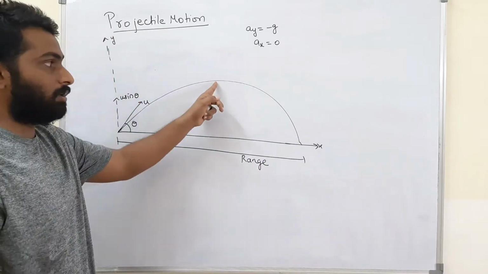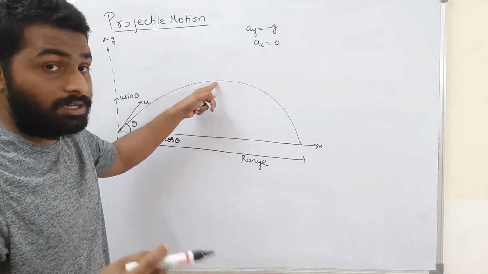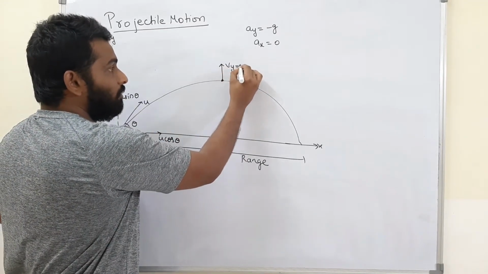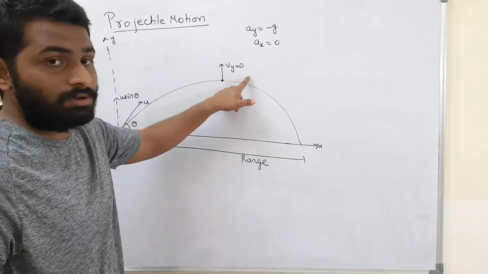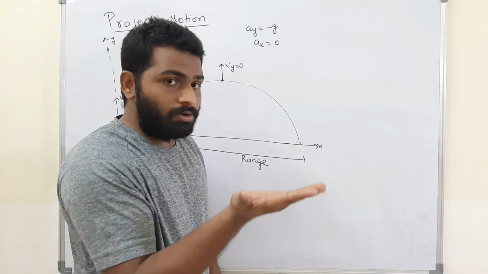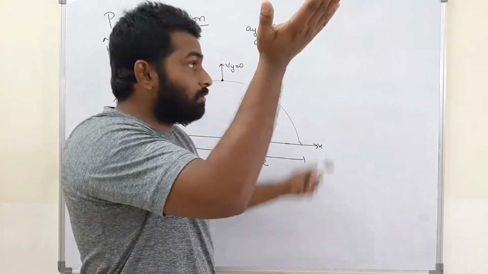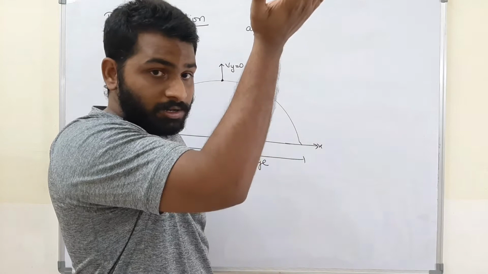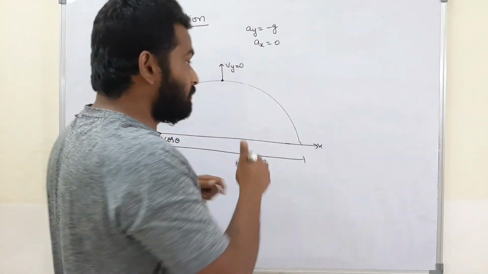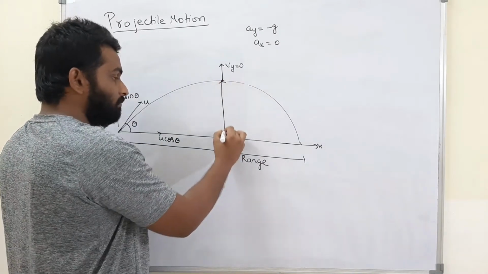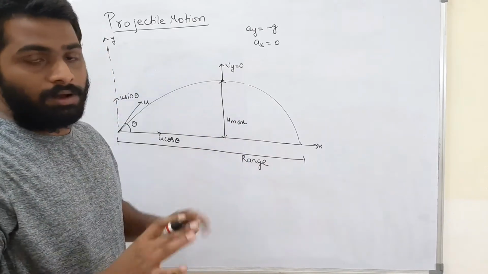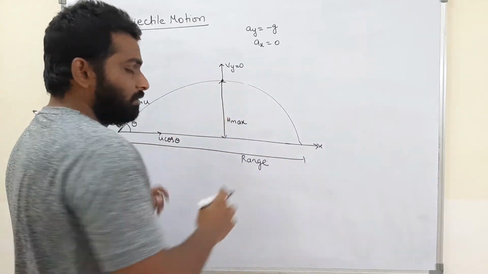And at a particular point, the vertical velocity is 0. At this particular point, what is the vertical velocity? The vertical velocity is 0. Why is the vertical velocity 0? Initially the vertical velocity is u sin theta. As the body is slowly going up, because of the negative acceleration, the velocity gradually decreases, and at some particular height, the velocity is 0. That is nothing but the maximum height. That means this is the maximum height, H max. Okay, well and good. This is H max, and this is nothing but range.